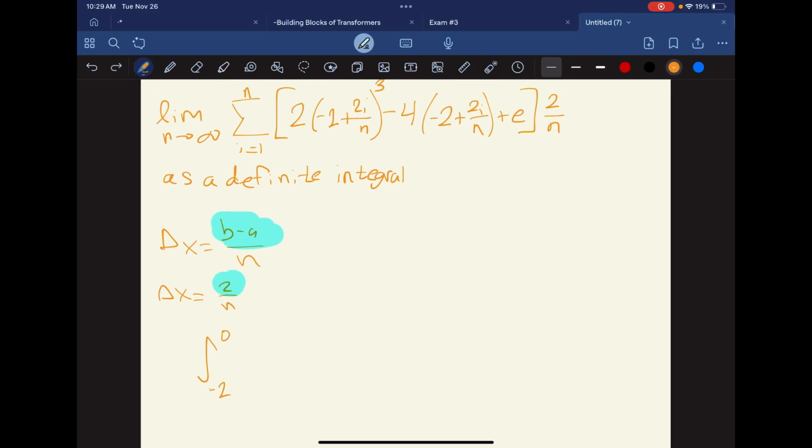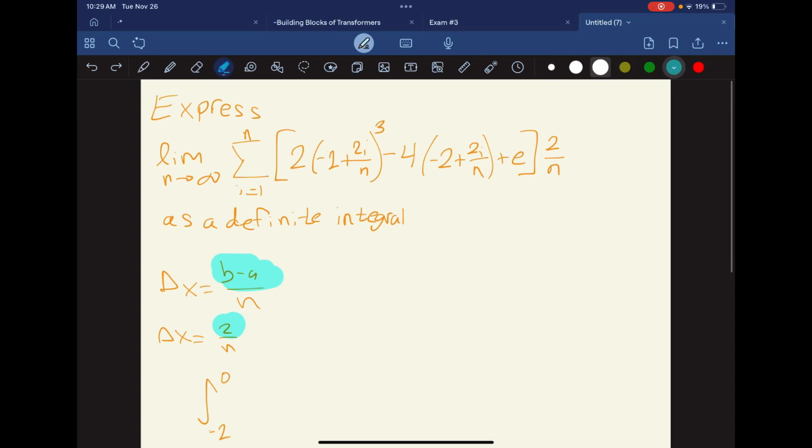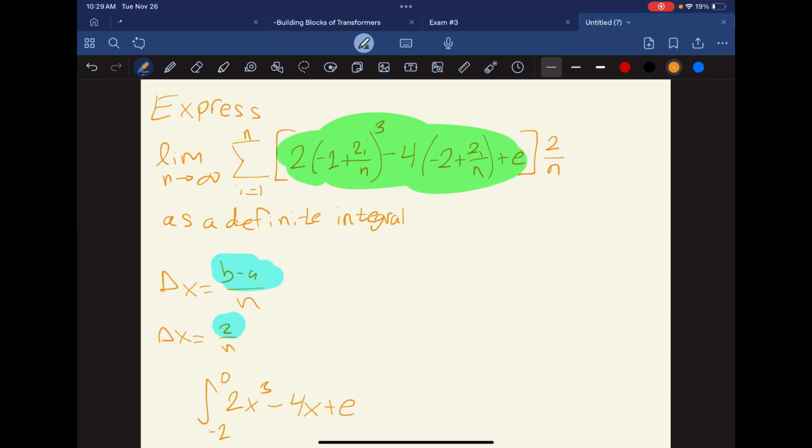this, just instead of... so right, it's going to be our function again. Here, let me get a different color. So this function again, but instead of xi, we're going to use x. So every time we see negative 2 plus 2i over n, we're just going to write x instead. So it's going to be the integral of 2x cubed minus 4x plus e dx. And this would be our final answer.